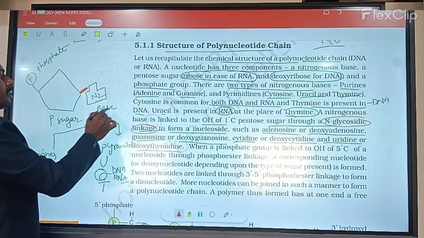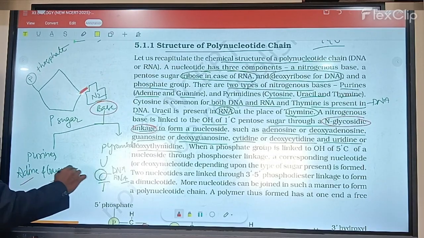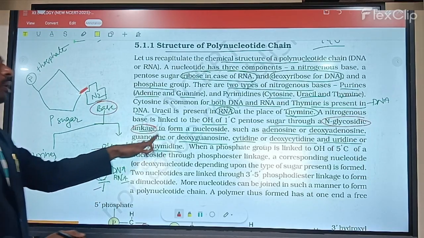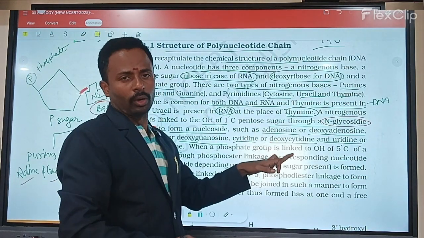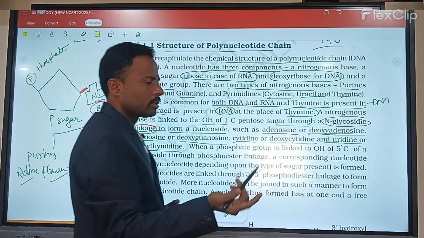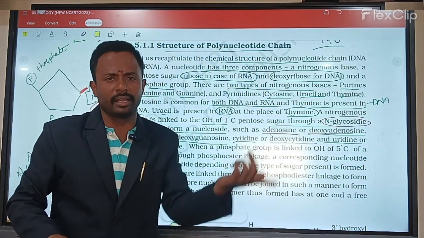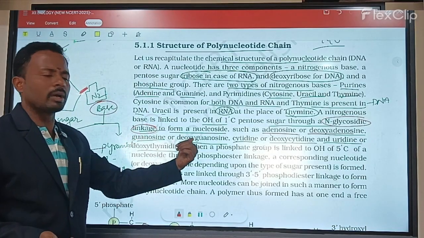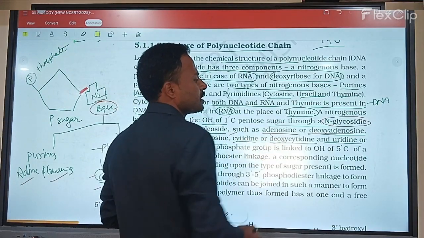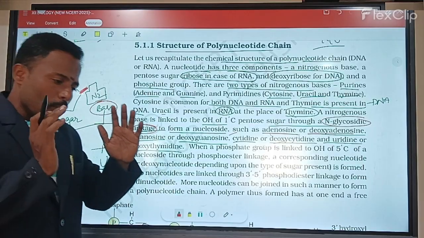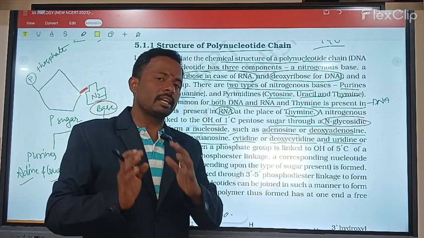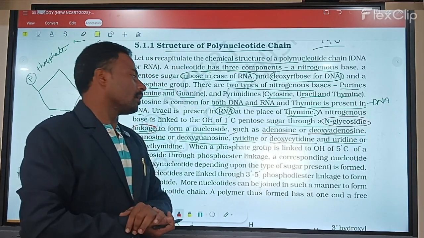Already you know the nitrogen bases. The nitrogen bases are adenine, guanine, cytosine, uracil and thymine. For example, if adenine is present, it is in adenosine or deoxyadenosine. Adenosine is in RNA, deoxyadenosine means it is in DNA. And similarly guanosine and deoxyguanosine, cytidine and deoxycytidine, which explain that RNA is present as well as DNA is present. So each and every nucleotide is followed by different chemical constituents.